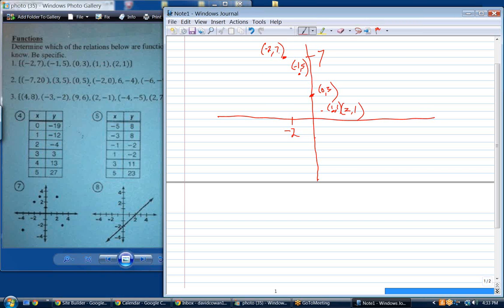Now, if we draw a line connecting those dots, although that's not really necessary, but it helps a little bit to see what's going on. And goes all the way over to there. Is that a function? And why? Yes. It is a function because why?